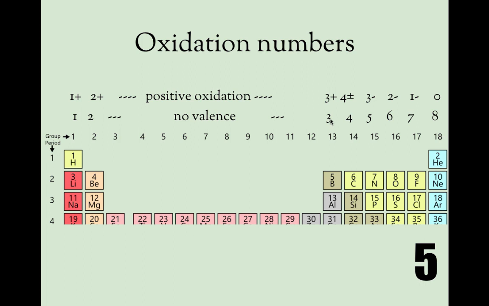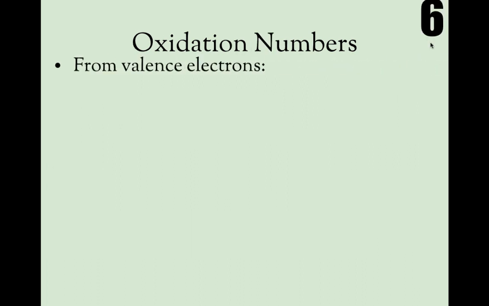Group 13 has a valence of 3. That's a 3 positive oxidation. 4 is 4 plus or minus. Valence of 5 is a 3 negative. 6 is a 2 negative. 7 is a 1 negative. And 8 is 0.